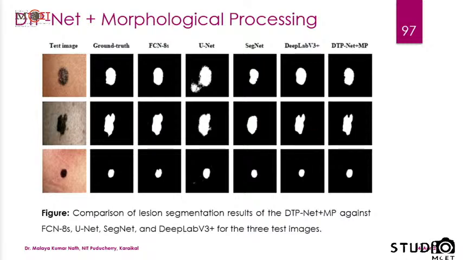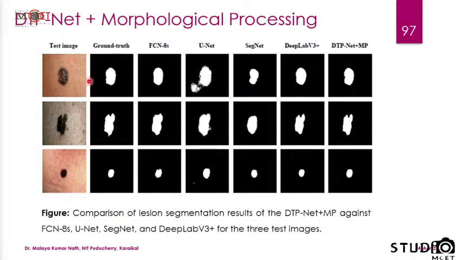So in this case, there is a comparison of the different methods, that is the deep learning based method, as well as the proposed DTB net based method. And in this case, we are using some morphological post processing. Basically, this morphological post processing is done to smooth out the segmented image so that it doesn't have any kind of outliers. This can be visualized from this output image.